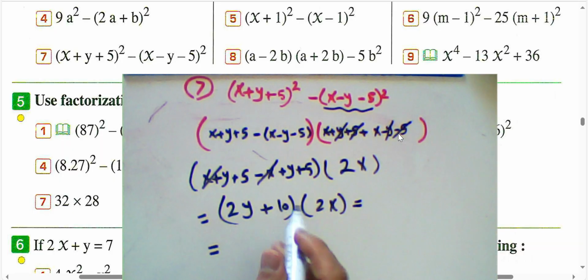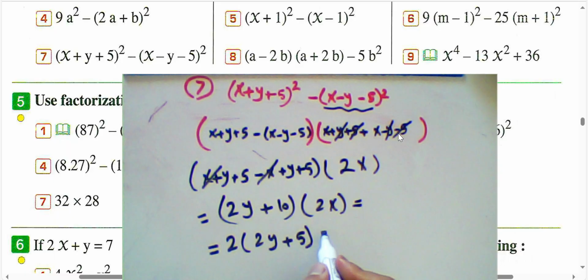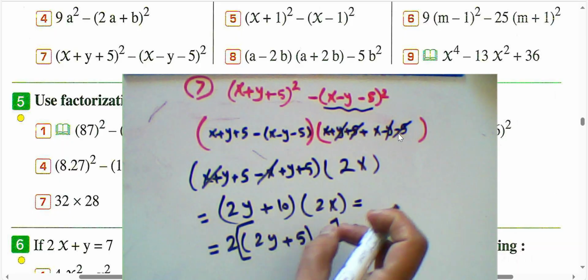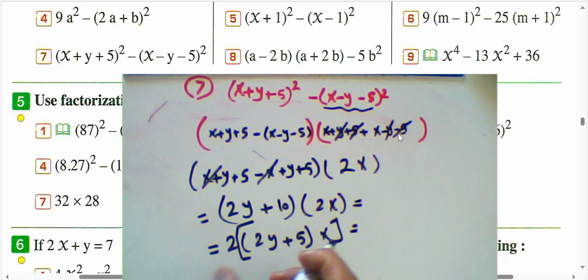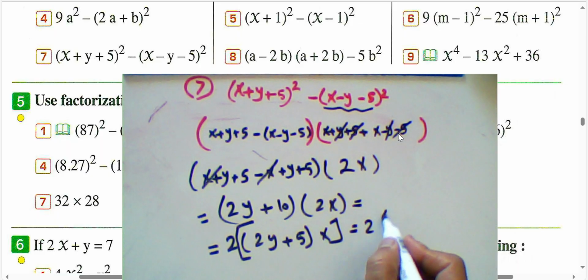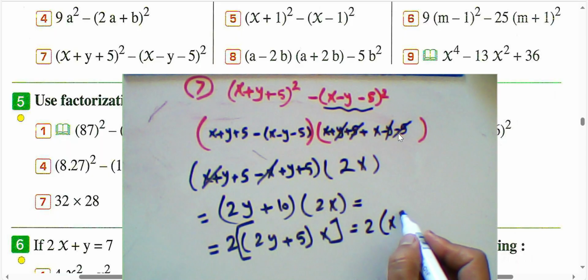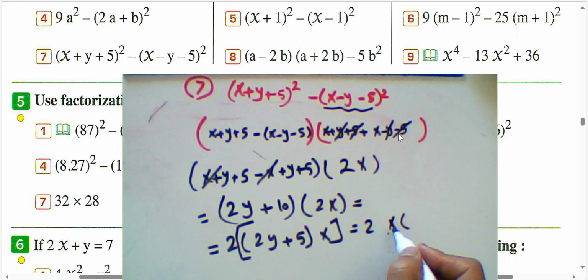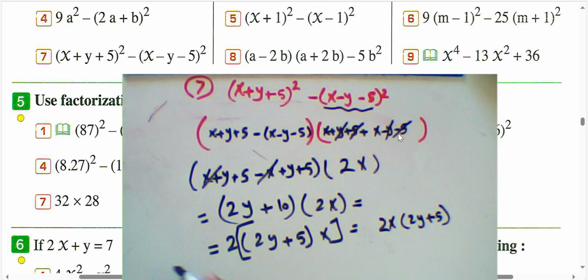by write 2 هتكون factor between two terms here. Okay, two terms, write 2 product by 2y plus 5 all product by x. Then we can write 2 times x. The result will be, if we product 2x times 2y, it will be 4xy. So you can write 2 outside here, product by x, or 2x like this, product by 2y plus 5. It's the simplest form of this expression.